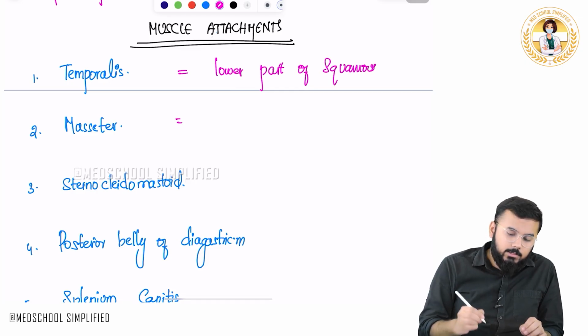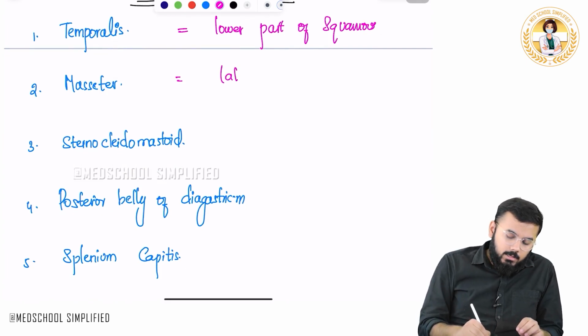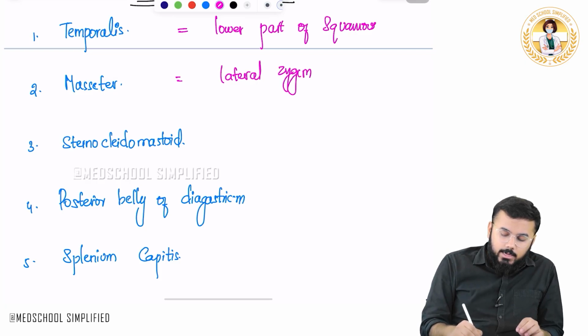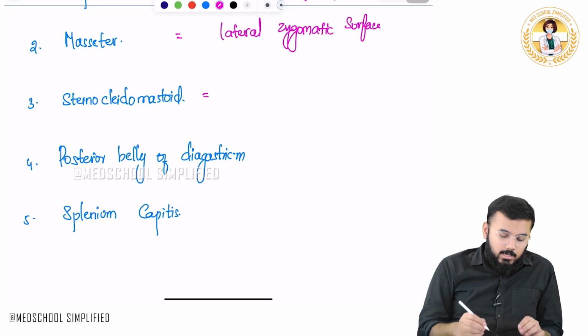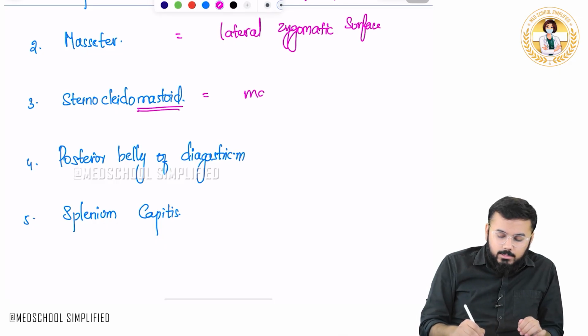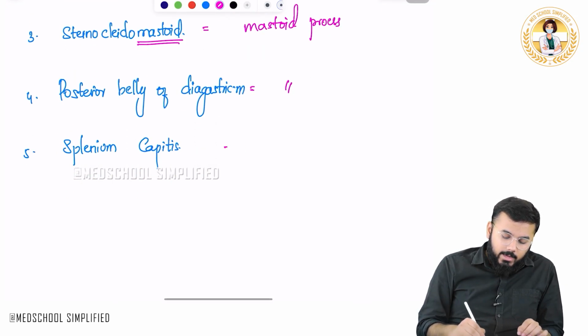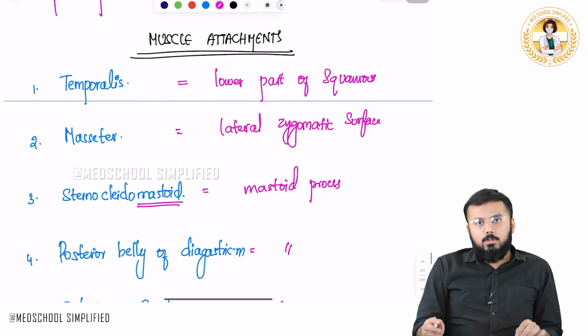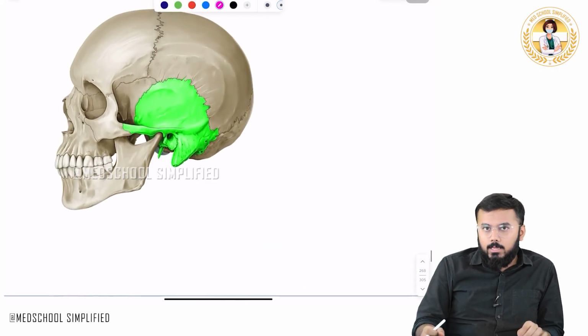Now, where is this masseter attached? This masseter is attached to the lateral zygomatic surface. And next, where is this sternocleidomastoid attached? The name itself says mastoid, so it is attached to the mastoid process. Not only that, even your posterior belly of digastric and splenius capitis are also attached to the mastoid process. So these are some of the important things which you need to know regarding the temporal bone.